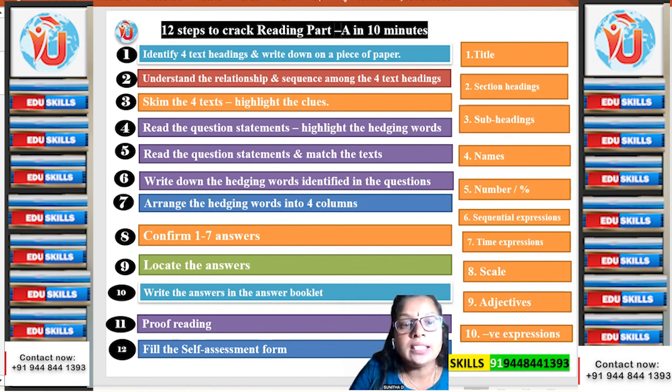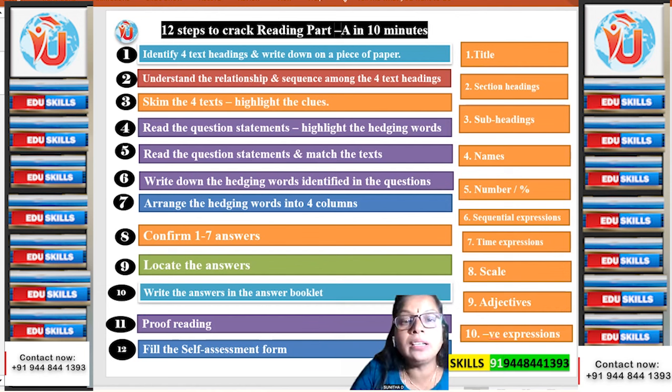The first steps, 1 to 5, mean identify the 4 text headings and write them down on paper. But paper is not available when you are appearing for the exam. So in the text they give, you can write the heading you want to give, according to your understanding. The second is understand the relationship and sequence among these 4 text headings. Then skim the 4 texts and highlight the clues. Read the question statement and highlight the heading words.